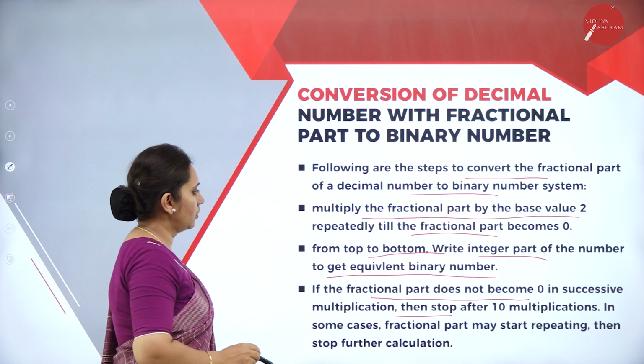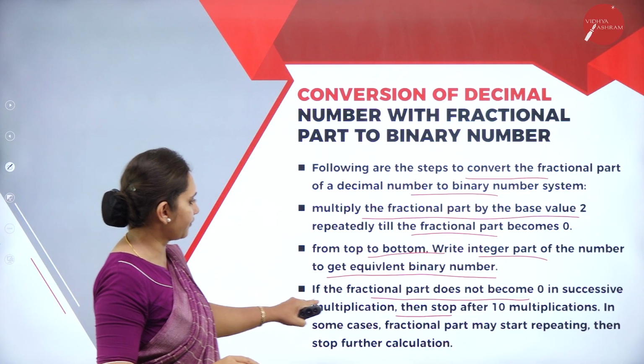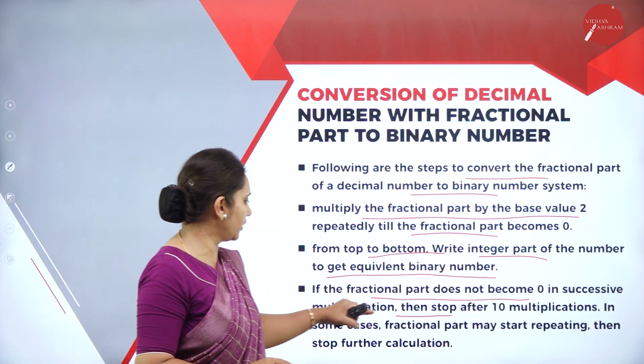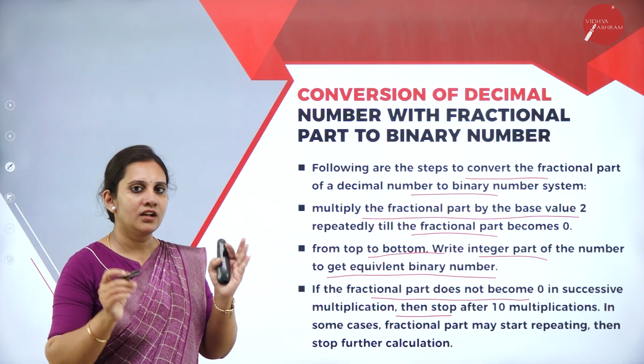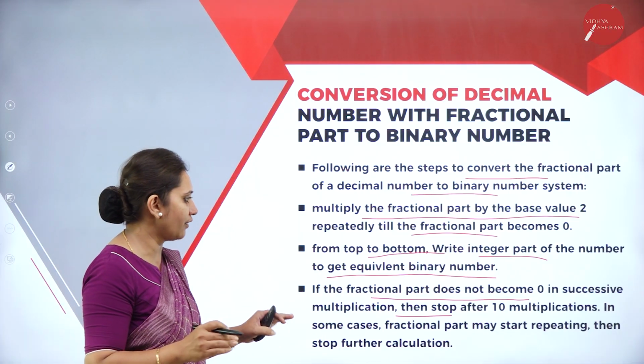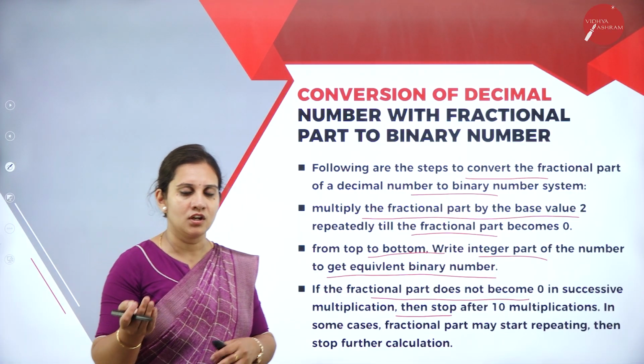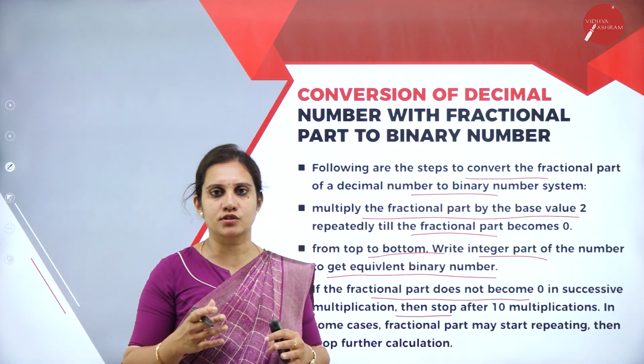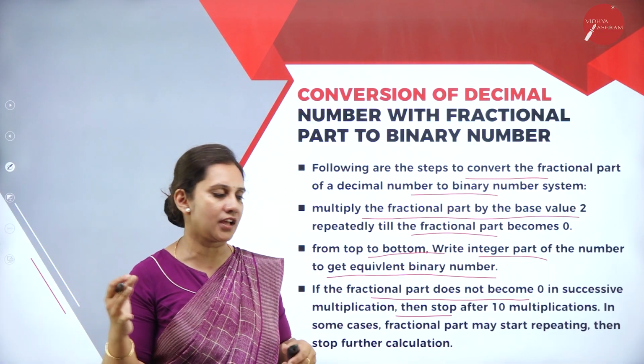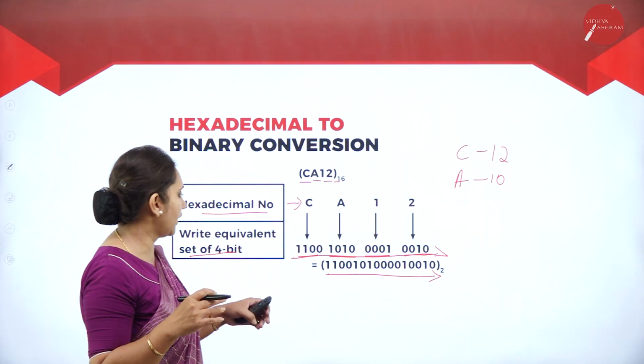Okay. So next step, what it tells is, if the fractional part does not become 0 in a successive multiplication, then stop it after 10 multiplications. You can stop after 5 also if it gets repeatedly the same number. That is what they are telling.